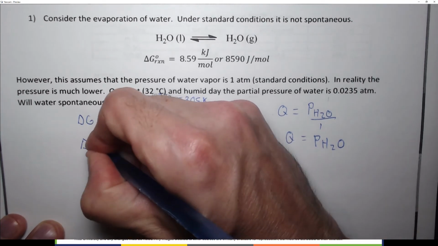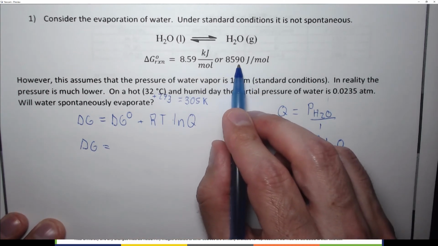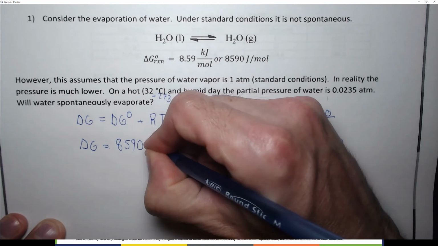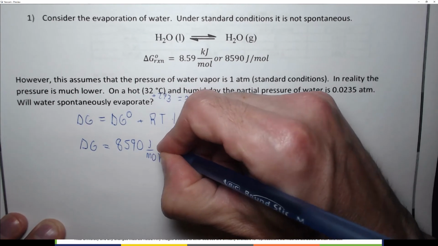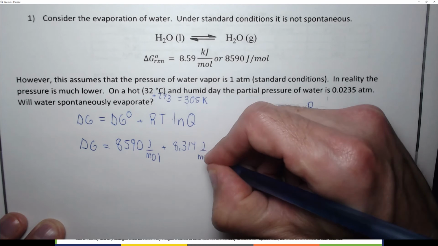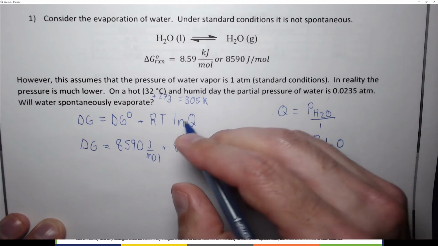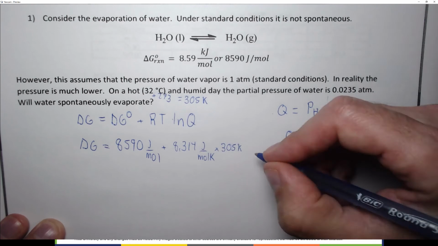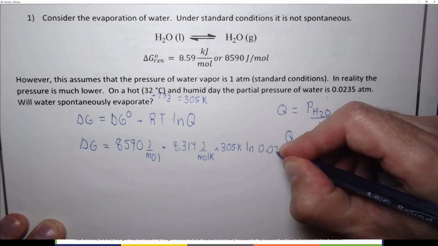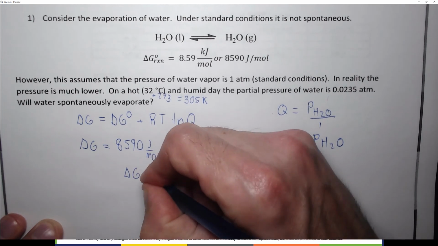So here, delta G equals the delta G naught, which we have found from the original reaction, which we could put in as 8,590 joules per mole, plus R, 8.3 or 8.314, joules per mole K. Note that 8.31 is 3 sig figs, 8.314 is 4 sig figs, times the temperature, 305 K, times the ln of the current conditions, ln of Q, where Q is the pressure of water, which is 0.0235 atmospheres.